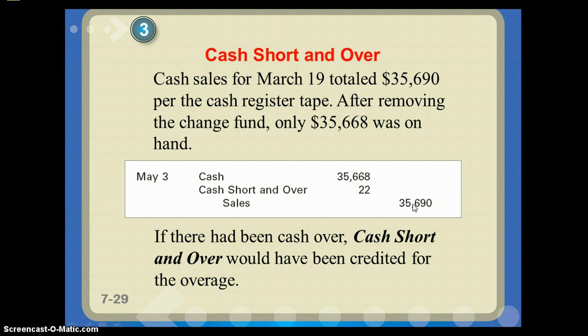If there had been a cash over, cash short and over would have been credited for the overage. When doing this entry, I suggest doing cash first. It's always going to be the debit. The sales is going to be the credit. Cash short and over will go in the middle, and which side will depend on whether it is short or over.